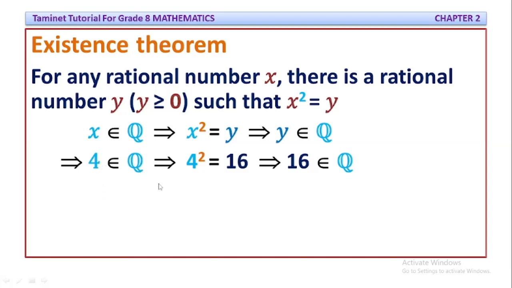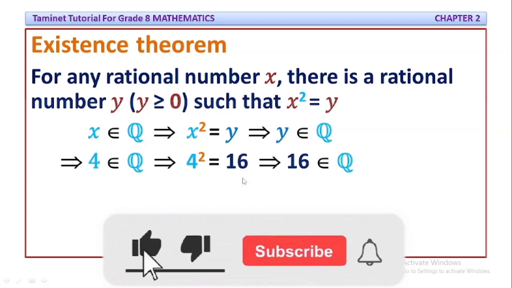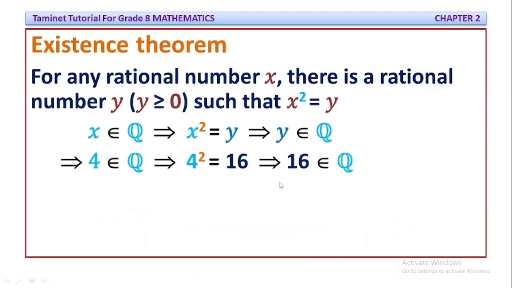If 4 is an element of rational numbers, 4 square is 16. We cannot get any number which is different from 16 in the set of rational numbers to be the square of 4. There is only 16 for the value of the square of 4. So this is the existence of a number in the set of rational numbers.